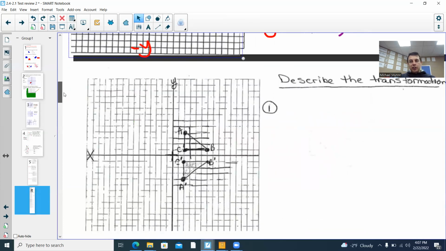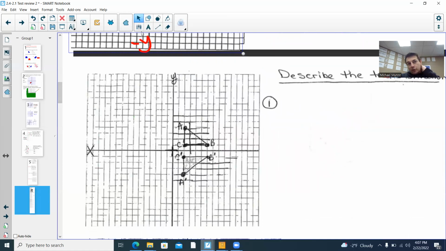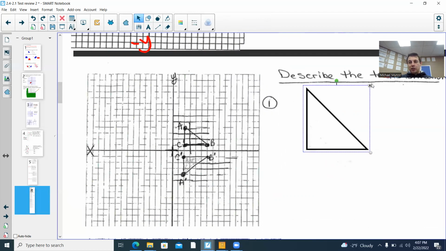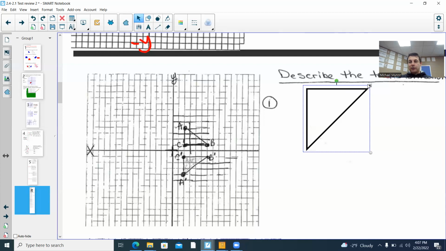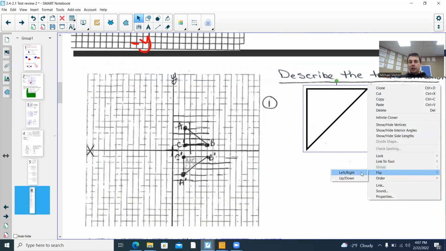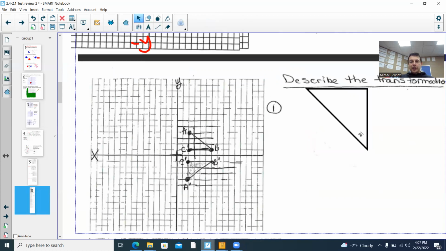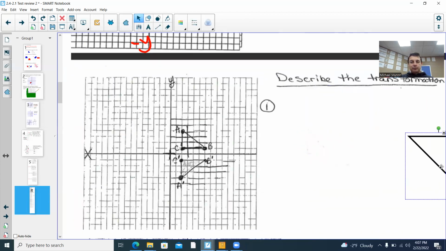All right, next one, it says describe the transformation. From these ones, we just have to describe what's happening. So we talked about the different types. There's translation, where the shape can move left, right, up, or down. There is flipping, or reflection, where it flips. I could flip this up, down, or left, right. And the last one that we talked about is rotation.